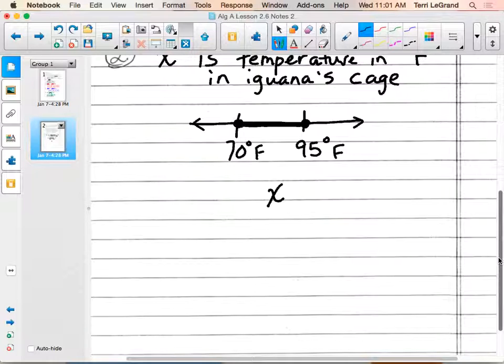So I'm going to put X in the middle, I'm going to put 70 down here, I'm going to put 95 here.